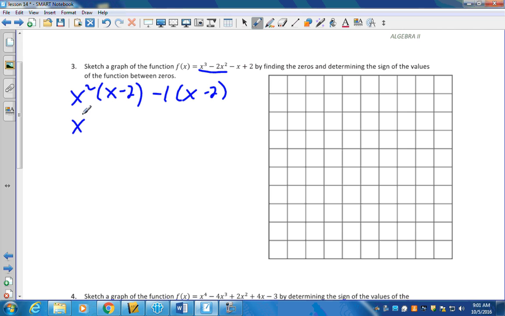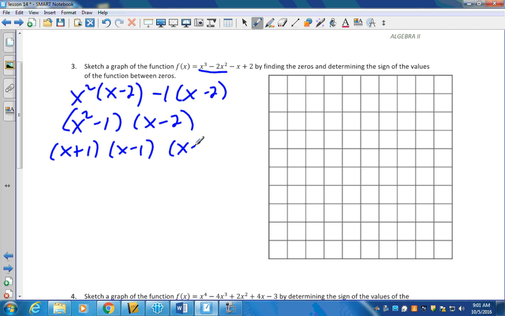So when I factor this, I got x squared minus 1 times x minus 2. Now you know there's 3, so it's kind of a hint to tell you this is going to factor again: x plus 1, x minus 1, and then x minus 2. And your zeros are going to be negative 1, positive 1, and positive 2. So you sketch your x and your y axes, you put in your zeros.